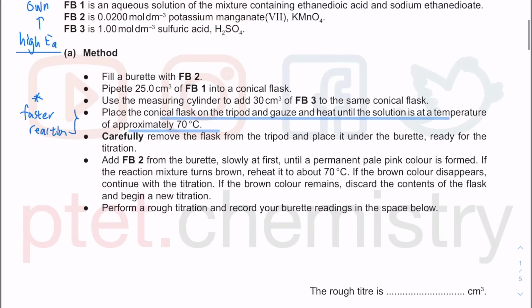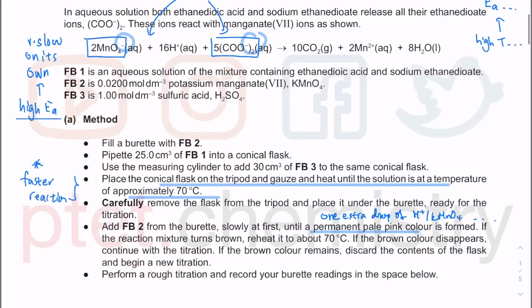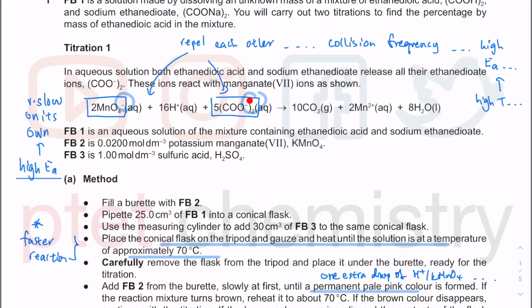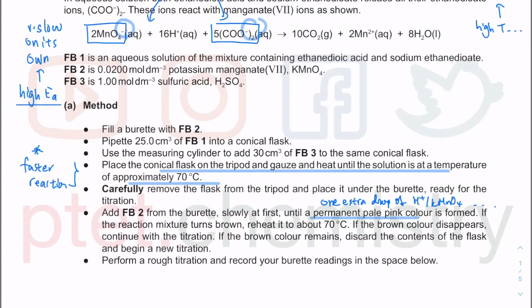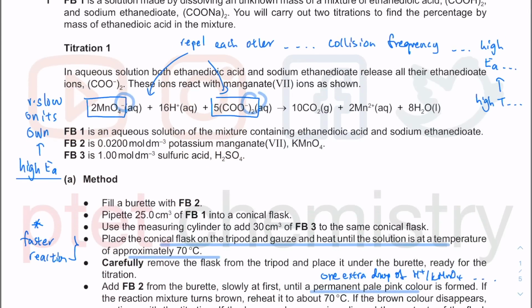You see, you stop only when you reach a permanent pale pink color. One extra drop of that acidified KMnO4 will not go away. It will not react with this anymore because no more of this is present. That is your endpoint there. Apart from that, everything else is pretty much the same.